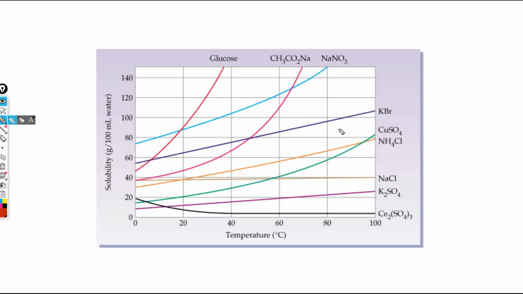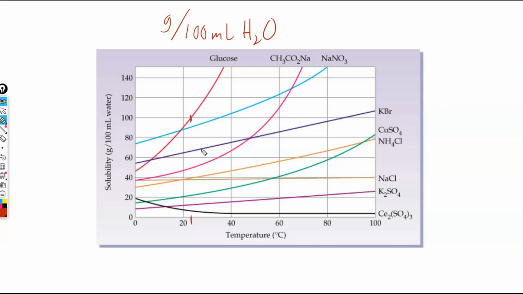Okay, each of these lines represents a different type of solid. On the x-axis, you have the temperature in each case, and you see here the solubility is measured in grams per 100 milliliters of water. So this tells you on the y-axis how much of each of these solids you can dissolve at a certain temperature. So let's say, for example, about at room temperature, which is approximately here. Let's say we're looking at glucose. So if we go up to glucose, we meet here about 100.